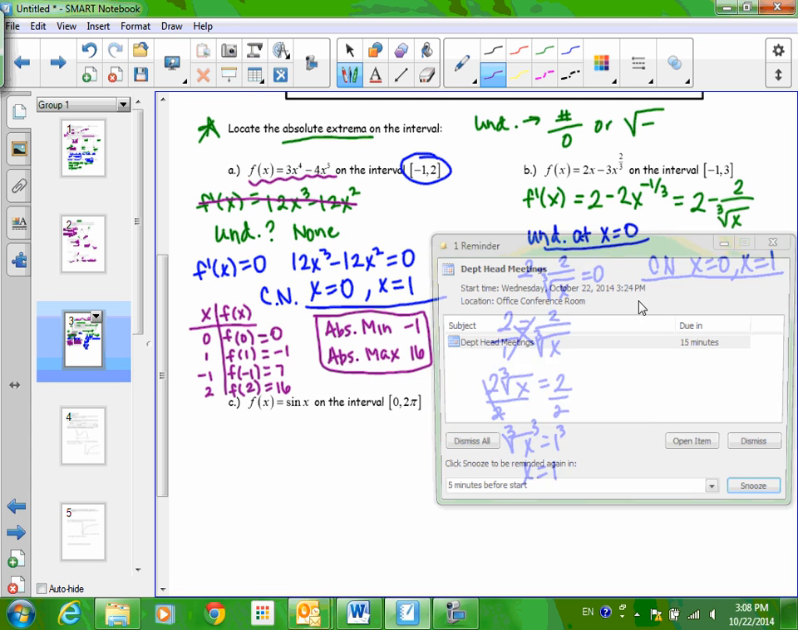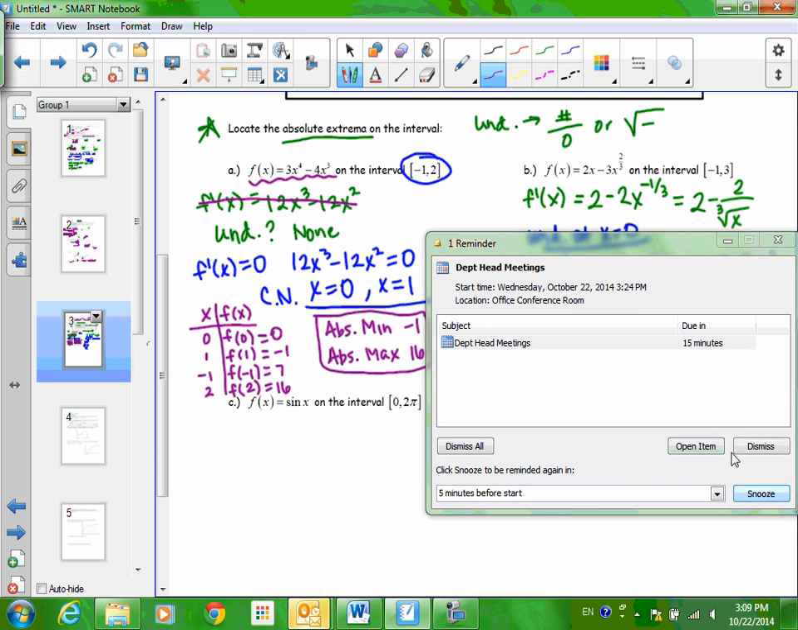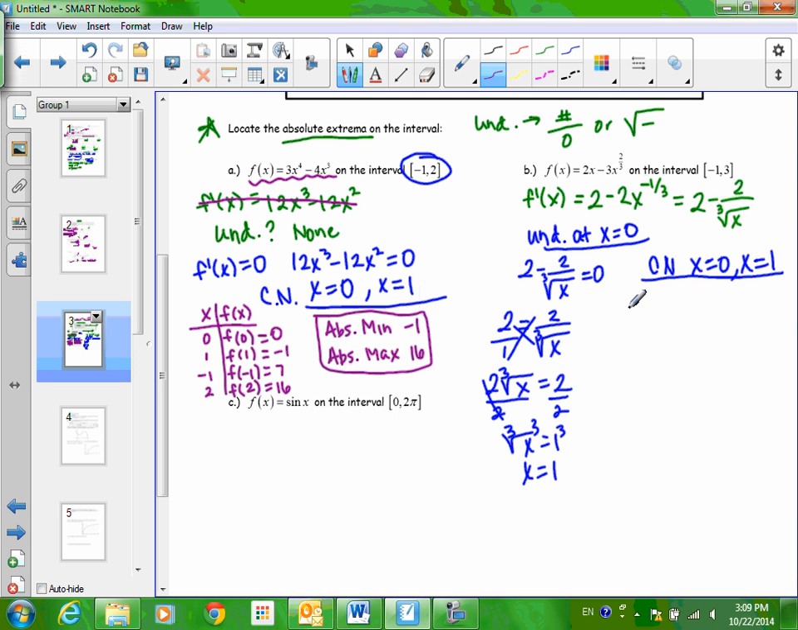Okay, so now we got to set up a table. Now what numbers do you need to plug into the x column? Your critical numbers. You notice how that's 0 and 1 again? I'm trying to be easy on you, at least a little bit. Those are easy numbers to plug in.